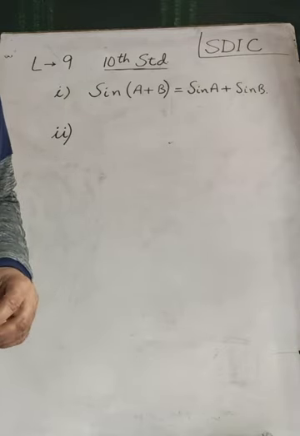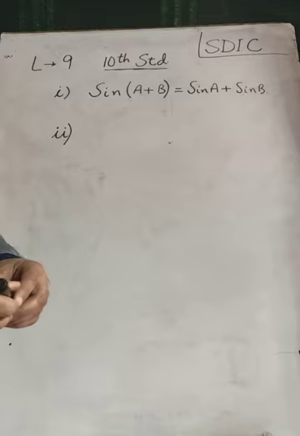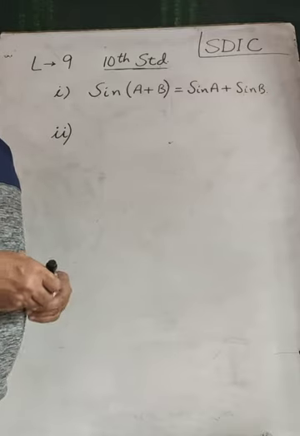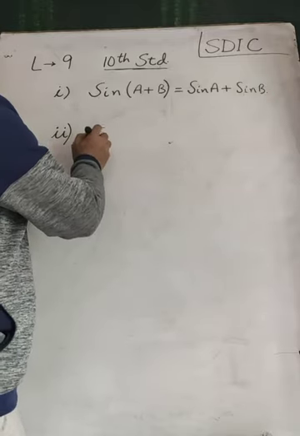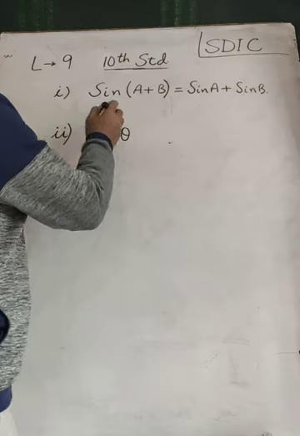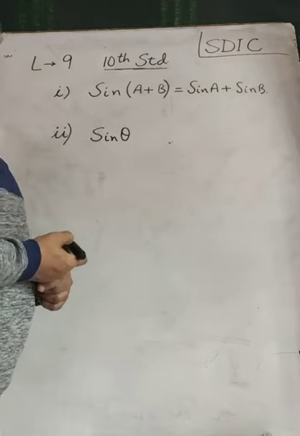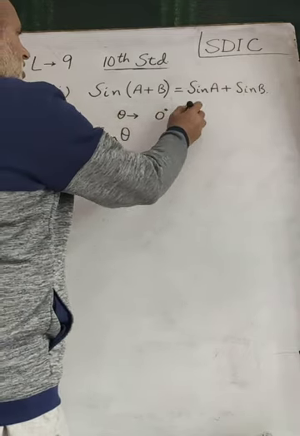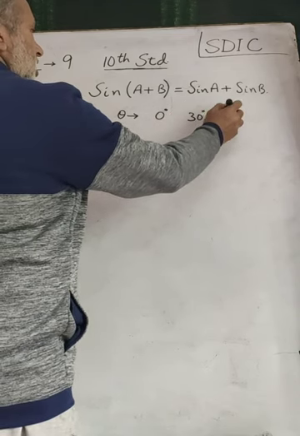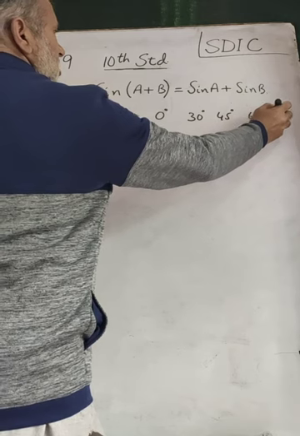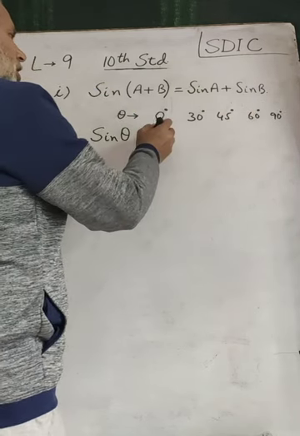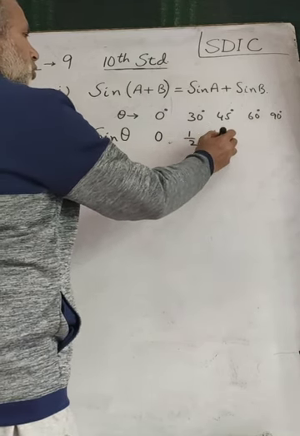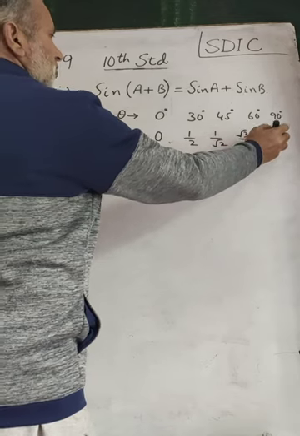Second part is the value of sine theta increases as theta increases. It is about sine theta. To answer this question, you have to look at the values of sine theta from the table. Values of theta: 0 degree, 30 degree, 45 degree, 60 degree, 90 degrees. We have seen the value of sine there is 0, then 1 by 2, 1 by under root 2, under root 3 by 2, and finally 1.